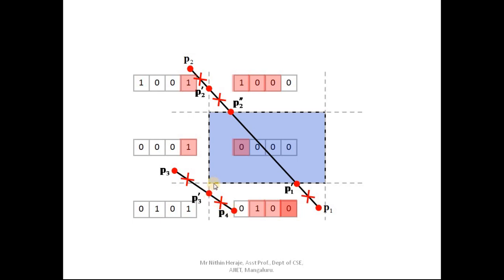That means this lies less than y min. This point is y min, and this point is lying below y min, and this is also below y min, which means that this line segment is completely outside the clipping window. So you can discard this line segment completely.